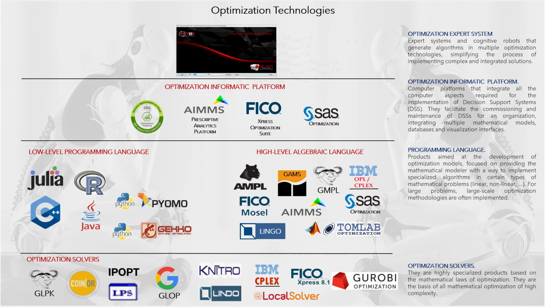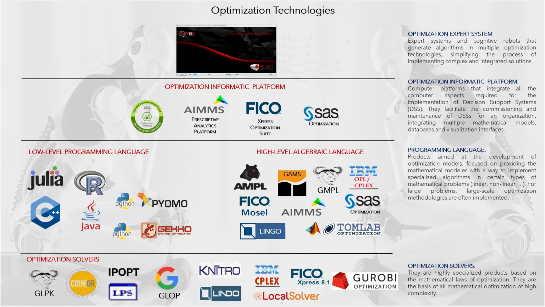Optimization technologies can be organized as follows. Optimization solvers. According to HAI, the most used are the commercial solvers, IBM CPLEX, Gurobi and Xpress. The course will focus on the relationship between solvers and GAMS. Programming language. Products aimed at the development of optimization models, focused on providing the mathematical modeler with a way to implement specialized algorithms in certain types of mathematical problems, linear, nonlinear. For large problems, large-scale optimization methodologies are often implemented.